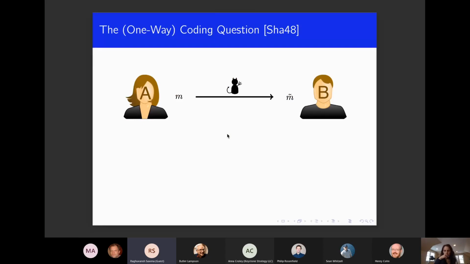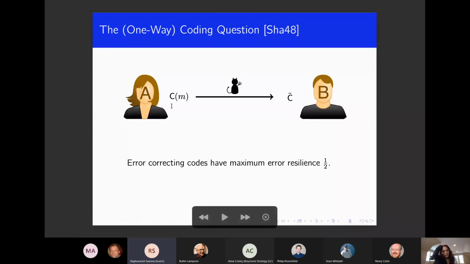So if Alice were to send M directly, Bob will not receive M. He will receive a different message, M tilde, that is different from M in a constant fraction of the locations. But we want Bob to recover M exactly. And the way to do it in the presence of an adversary is to use error-correcting codes. Now, instead of sending M directly, Alice takes an error-correcting code C. She encodes M using C, and she sends the encoding over the channel.